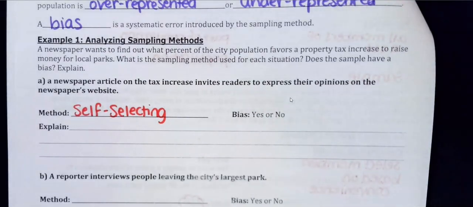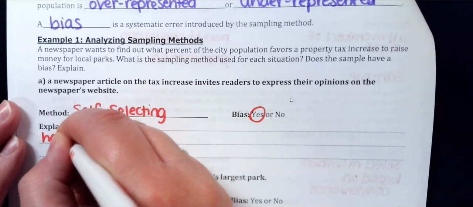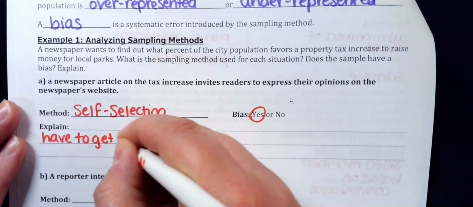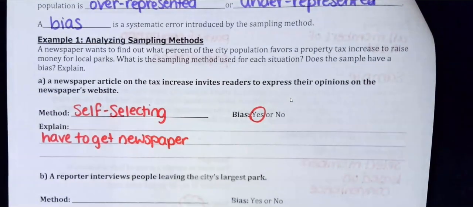Would you say here that this has a bias to it? Okay, why? Yeah, okay, perfect. Anybody that responds to this has to be somebody that gets the newspaper, right? So you have to get the newspaper to even see this article to be able to respond to this. Can you see anything else that would maybe be biased about this? Like I'd have to get a newspaper to even respond to this, because otherwise I wouldn't know about it. What else might be something that would be biased about this?